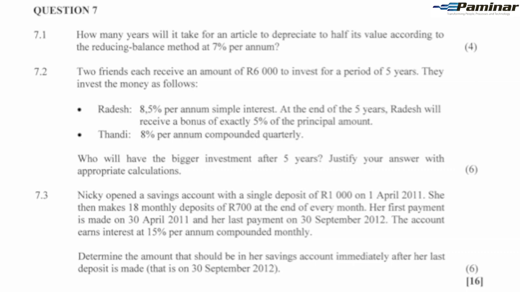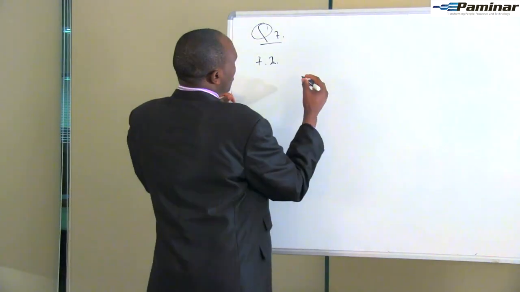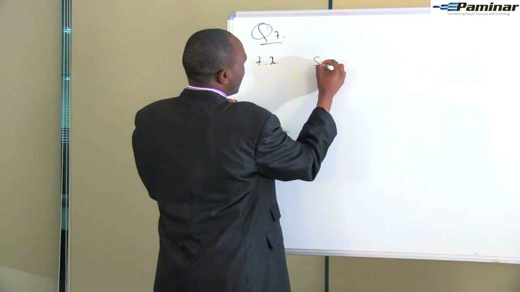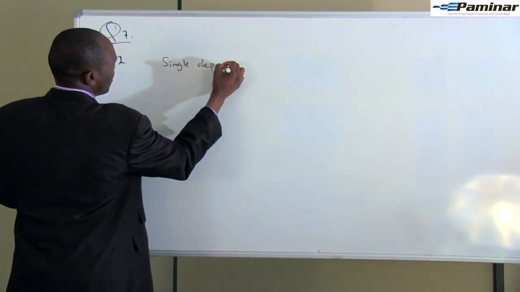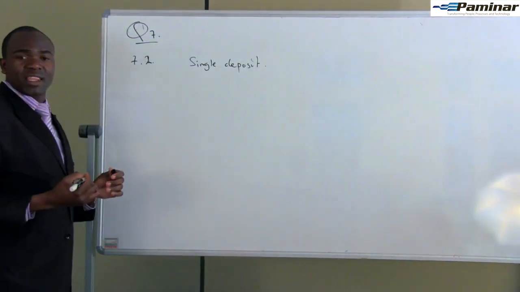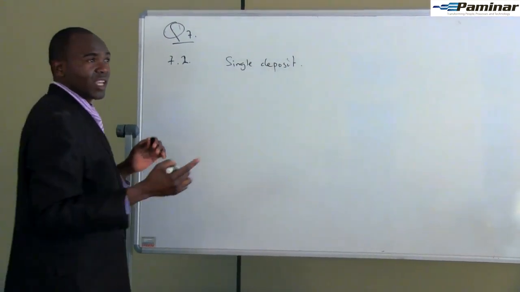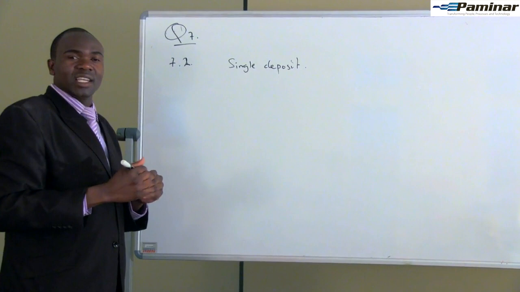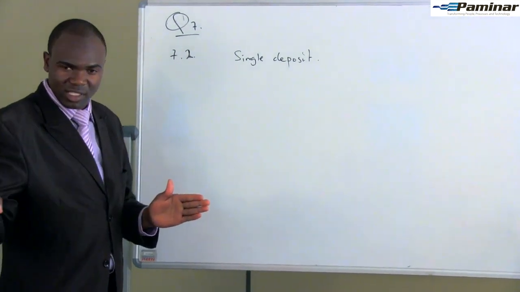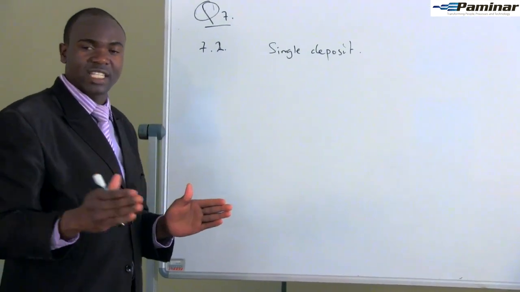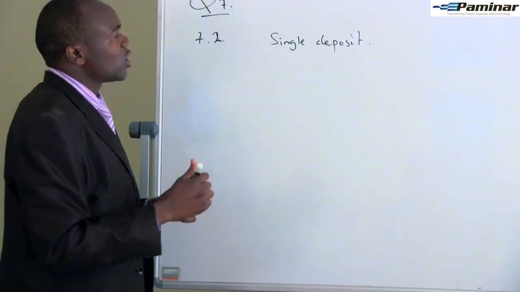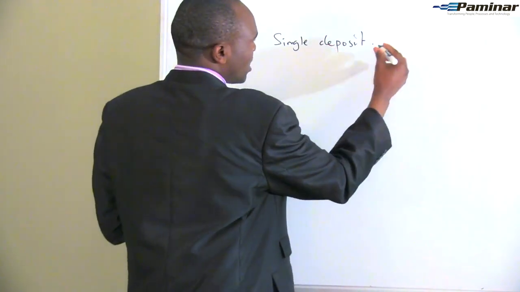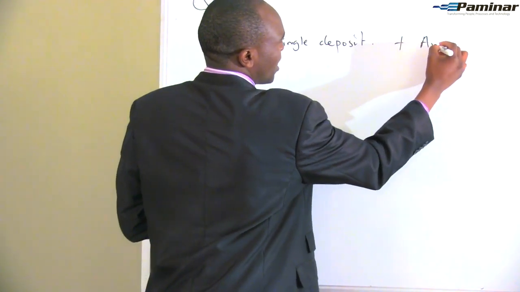All right. So now, let's have this. We are going to have the one for single deposit. And the other one, when you are making regular payments every time for a given interval of time, we call it an annuity. So we're going with single deposit plus annuity.